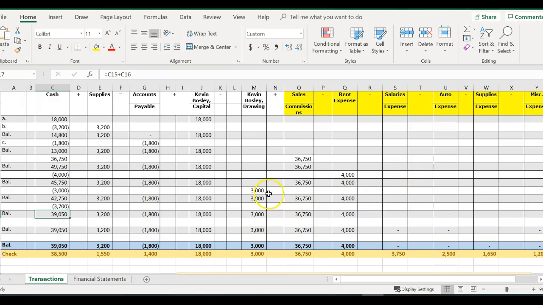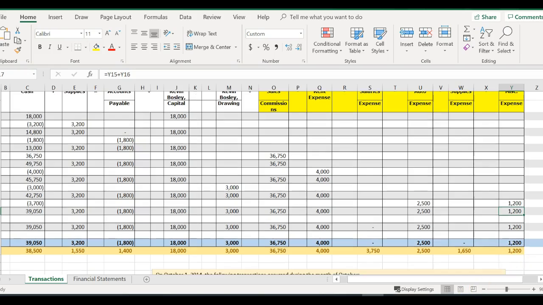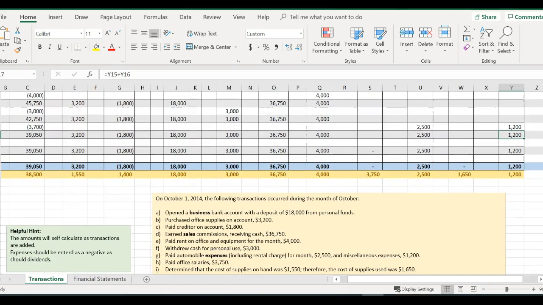Auto expense was right here on this line, see? $2,500, is that correct? And miscellaneous expense was right up here, is $1,200. Okay, we're getting there. Now we have a couple more.